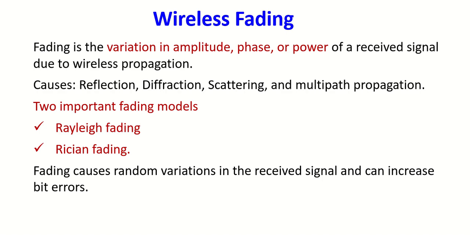Two important fading models are considered in wireless communication. One is Rayleigh fading and the other one is Rician fading. So this fading causes random variations in the received signal and it increases the number of bit errors.